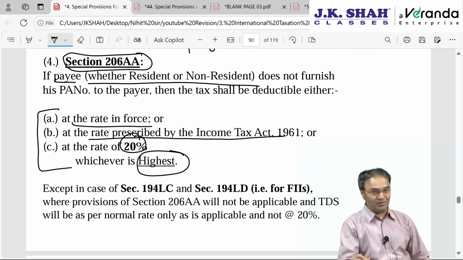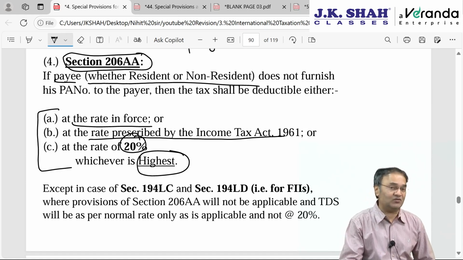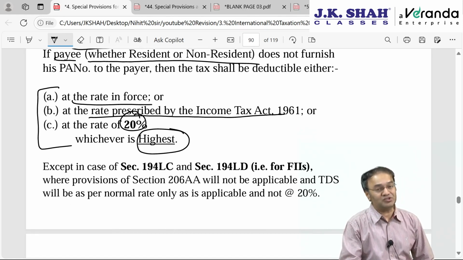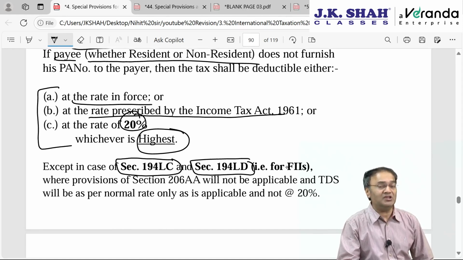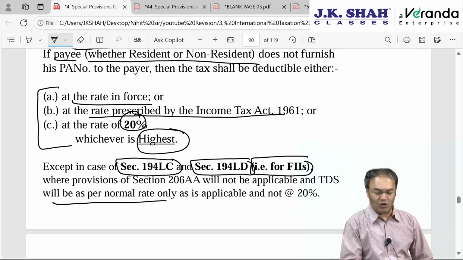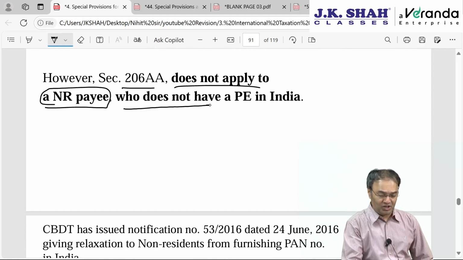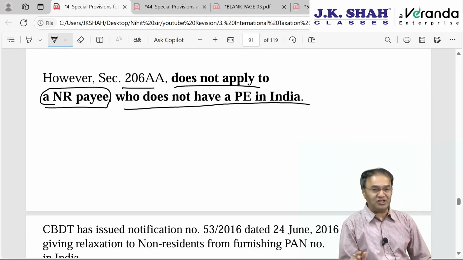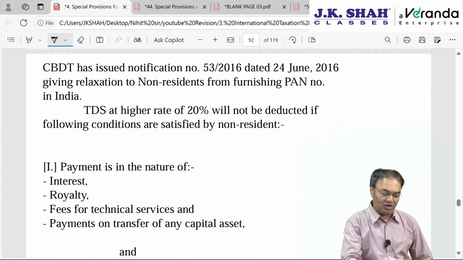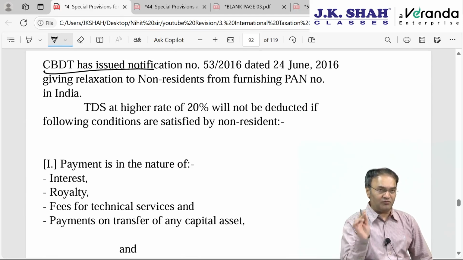However, this concept does not apply and the TDS will be at normal rate in two sections, 194LC and 194LD. Whether payee is FII, foreign institutional investor, then TDS will be at normal rate only. 206AA also does not apply to non-resident payee, such a non-resident payee who does not have PE in India, branch in India, factory, shop, showroom, godown. Then CBDT issued a circular which we are done with in TDS chapter.